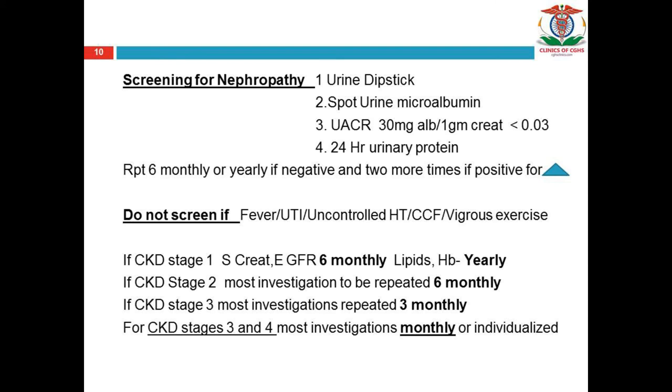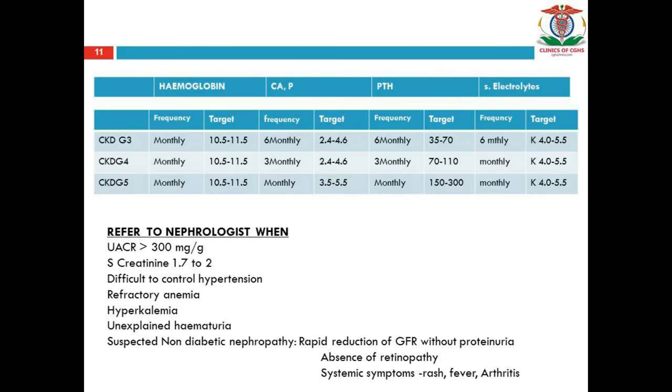These are the investigations which have to be done in later stages of nephropathies. So we have to do every month in stage 4 and 5, at least hemoglobin, calcium, phosphorus, electrolytes. The PTH can be done 3 monthly in later stages, and PTH can be done 6 monthly in CKD 3. But all other investigations, hemoglobin, calcium, phosphorus, electrolytes, can be done monthly in all these stages in nephropathy.